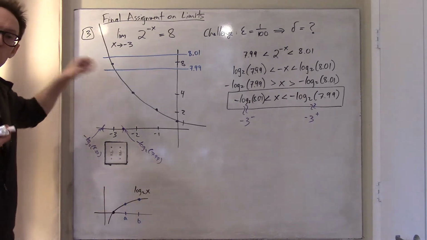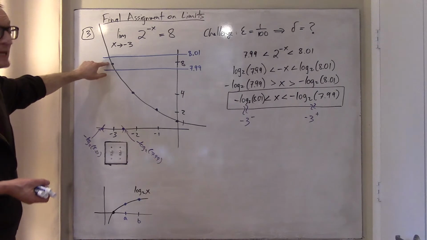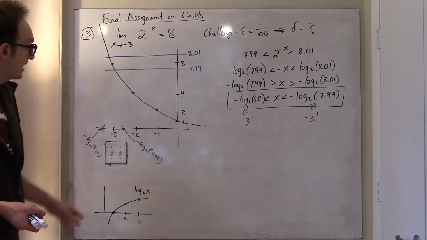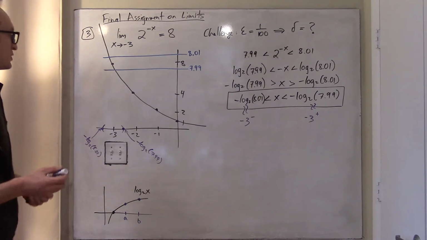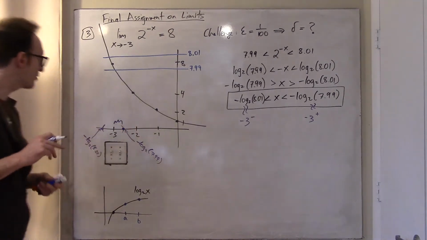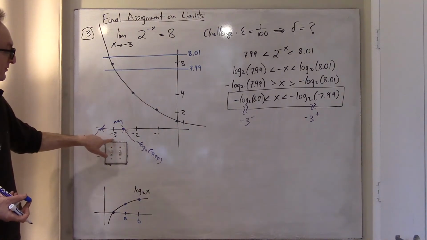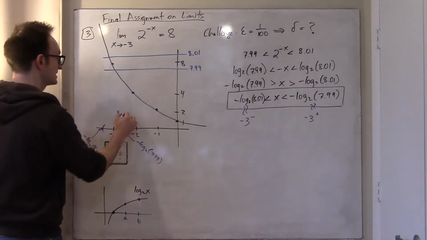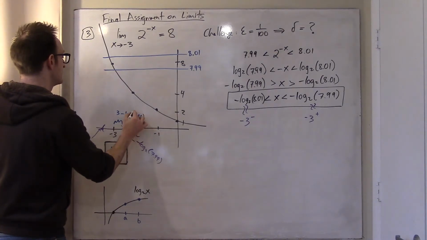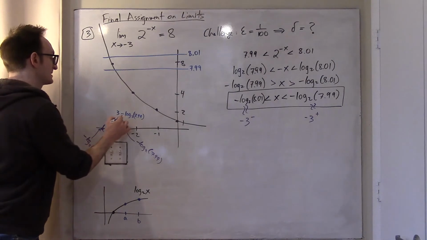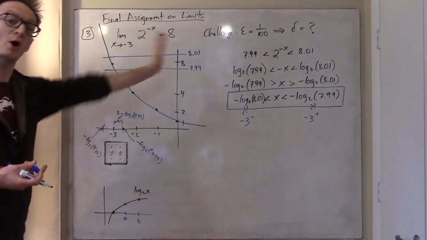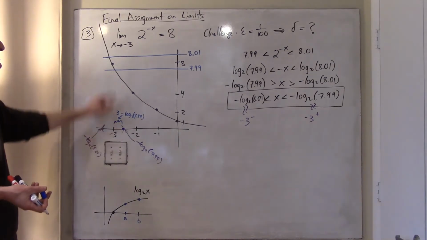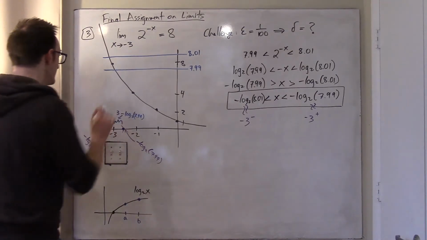If you just look at this function or use some common sense, you will realize that since this is not a linear function, since it's a function which is curving, these two distances are not going to be the same. What are these two distances? This is a certain distance, and how would I describe that distance? Well, it's how far away -3 is from negative log base 2 of 7.99. In other words, it's just 3 minus log base 2 of 7.99. It's how far to the right of -3 I can drift and still meet the requirements of my challenge.